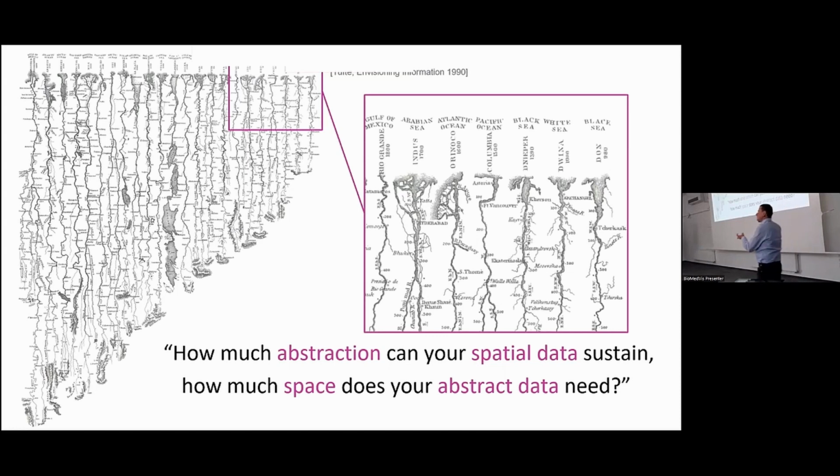And this is something that you always have, in many cases in visualization, have to think about. How much abstraction can your spatial data sustain, and how much space does your abstract data need? So that clearly depends on the task, on the goal that you want to achieve. Here, the length is a primary attribute that you would like to convey, and therefore this lineup makes sense. But you always have to think about when you are throwing away too much context, you might lose information as well.